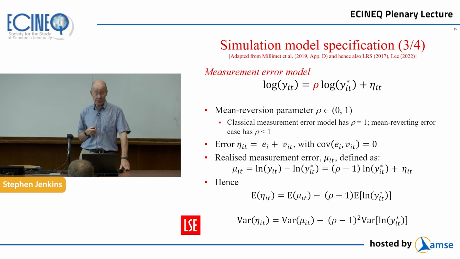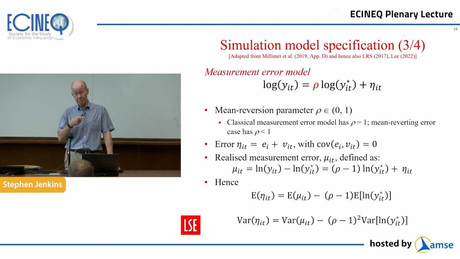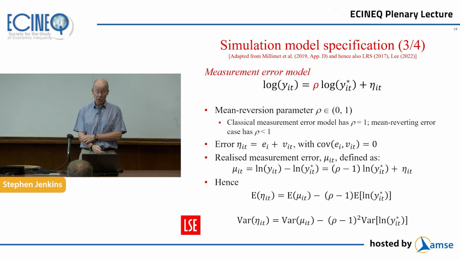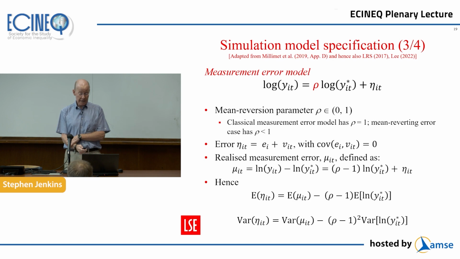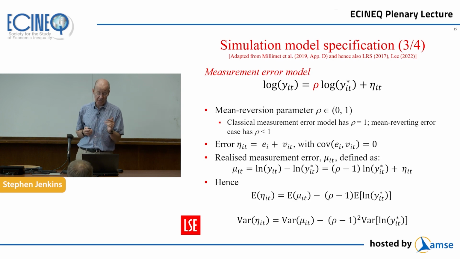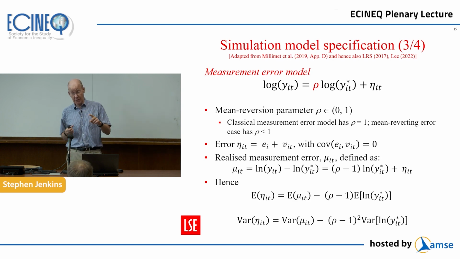Measurement error, again, is very simple, but it corresponds to the model that underlies the measurement error in the middle literature that we had before. The log of observed income is equal to true income multiplied by this rho parameter, plus an idiosyncratic error, which also has a time invariant individual effect plus an idiosyncratic effect. The key thing is this mean reversion parameter rho. If you have a classical measurement error model, then it's equal to 1. If you've got mean reverting error, rho is less than 1.